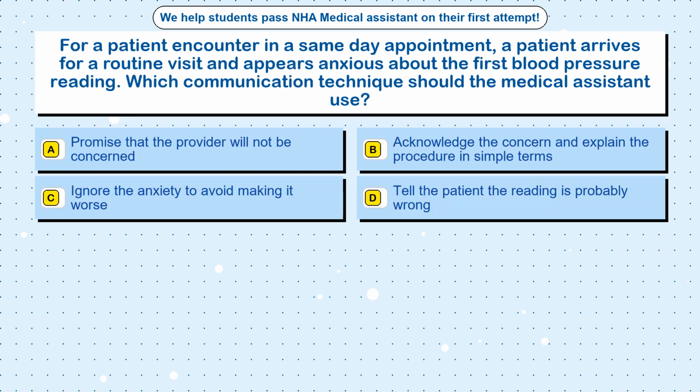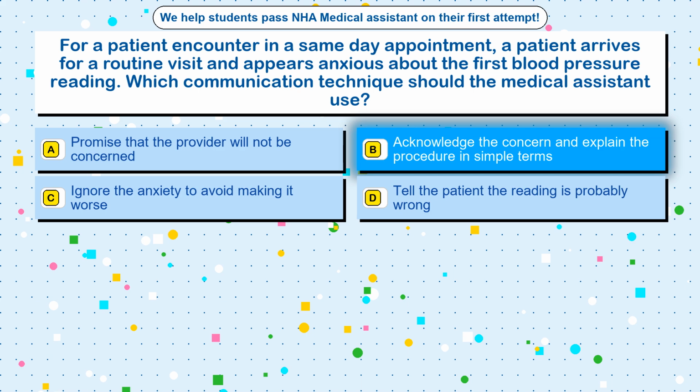Question 20. For a patient encounter in a same-day appointment, a patient arrives for a routine visit and appears anxious about the first blood pressure reading. Which communication technique should the medical assistant use? Option A, promise that the provider will not be concerned. Option B, acknowledge the concern and explain the procedure in simple terms. Option C, ignore the anxiety to avoid making it worse. Option D, tell the patient the reading is probably wrong. The correct answer is option B, acknowledge the concern and explain the procedure in simple terms.